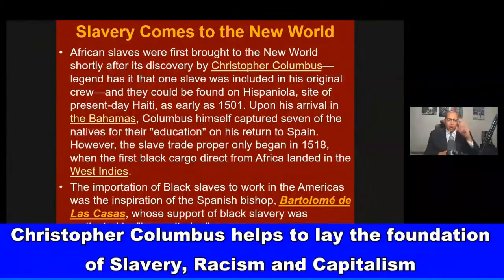However, the slave trade proper only began in 1518 when the first African cargo direct from Africa landed in the West Indies. This is after the Asiento de Negros. The importation of Africans to work in the Americas was the inspiration of the Spanish bishop Bartolomeu de las Casas, whose support of black slavery was motivated by humanitarian concerns.